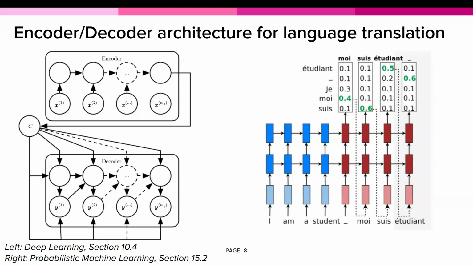This architecture allowed for flexibility in sequence lengths. The input sequence doesn't have to match the output sequence in length, because we get this compressed kind of summary representation in the context vector C. That's pretty crucial for tasks like language translation, where sentence structure and word order could vary between languages. So for a long time, the encoder decoder architecture was pretty crucial for language translation.